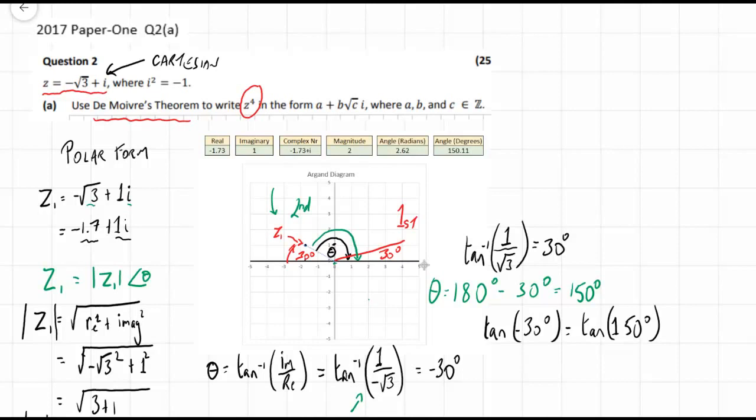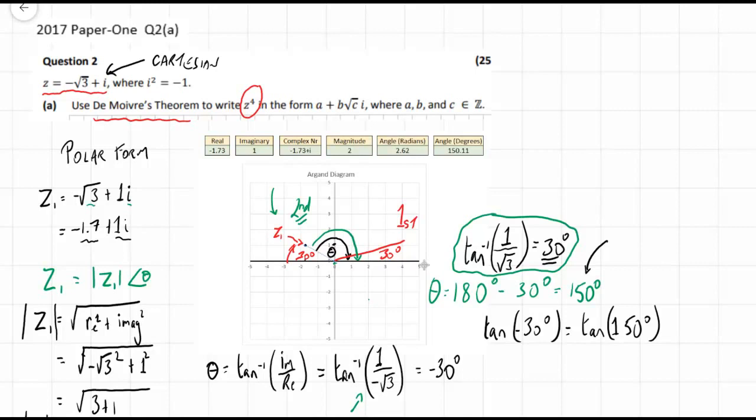So just to recap, best way to do these is to work out the equivalent angle in the first quadrant by making everything positive. Sketch the location of your point in the Argand diagram, thereby determine which quadrant it's in, and then use that angle from the first quadrant to figure out the corresponding angle in the quadrant of interest, in this case 150 degrees.